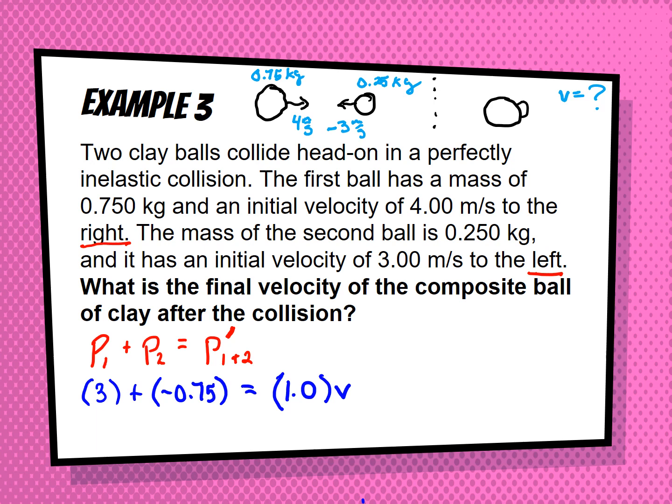So on the left side of the equation, we add 3 plus negative 0.75, which is 2.25, equals 1 times v. v is just the velocity. So our velocity is 2.25 meters per second. Which way are they going? From our answer, can we tell? We can tell that they are going to the right because this answer is positive.